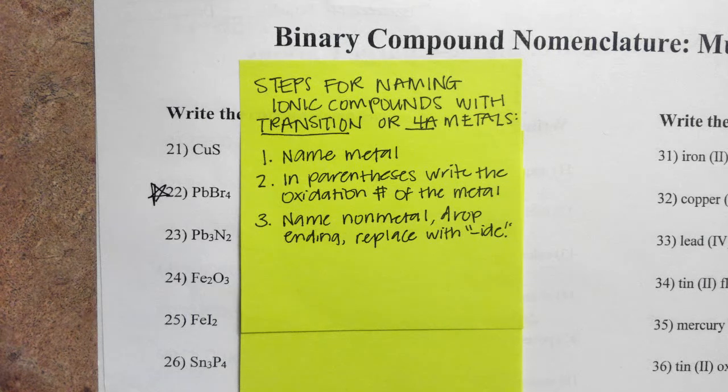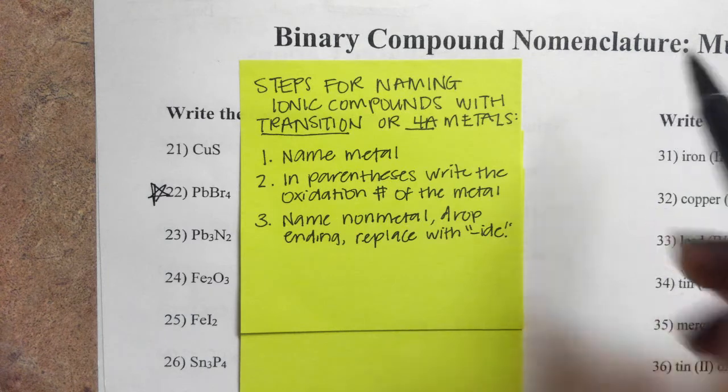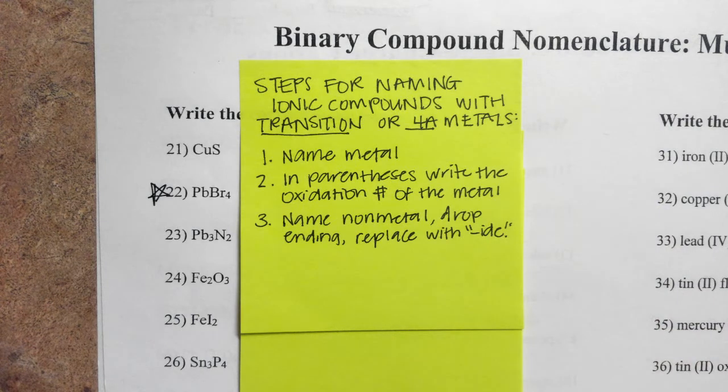Hey y'all, so today we're going to talk about the steps for naming ionic compounds with transition or 4A metals. Make sure you have your binary compound nomenclature packet and you are turned to page 2. On page 2, all the ionic compounds will have either transition metals or 4A metals. So there's plenty of practice for you to do, so that you get the hang of all the naming rules.